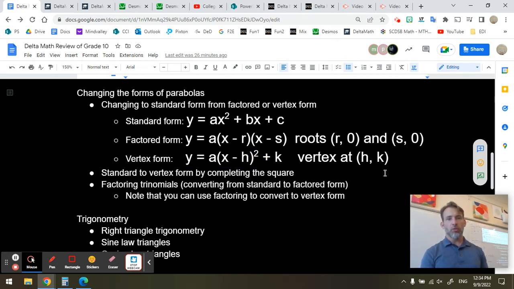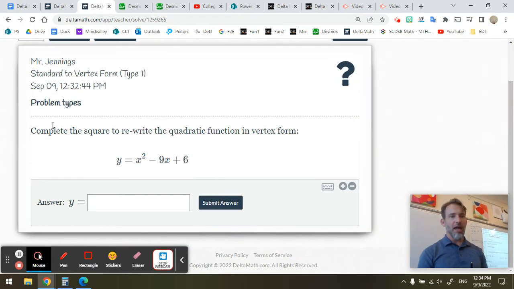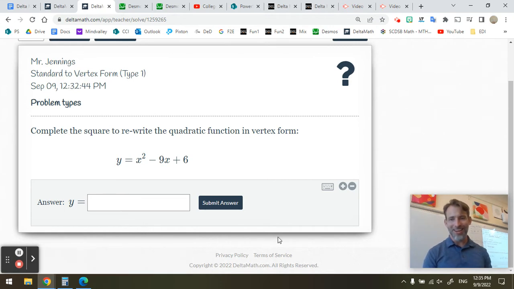We know that vertex form is a really information-rich form of the parabola. How do we get a standard form parabola into vertex form? Let's take a look at this example here. They ask us to complete the square, but I'm going to give you another method to do this, because not everyone likes to complete the square. However you can get this done, you can get this done. So let's take a look.